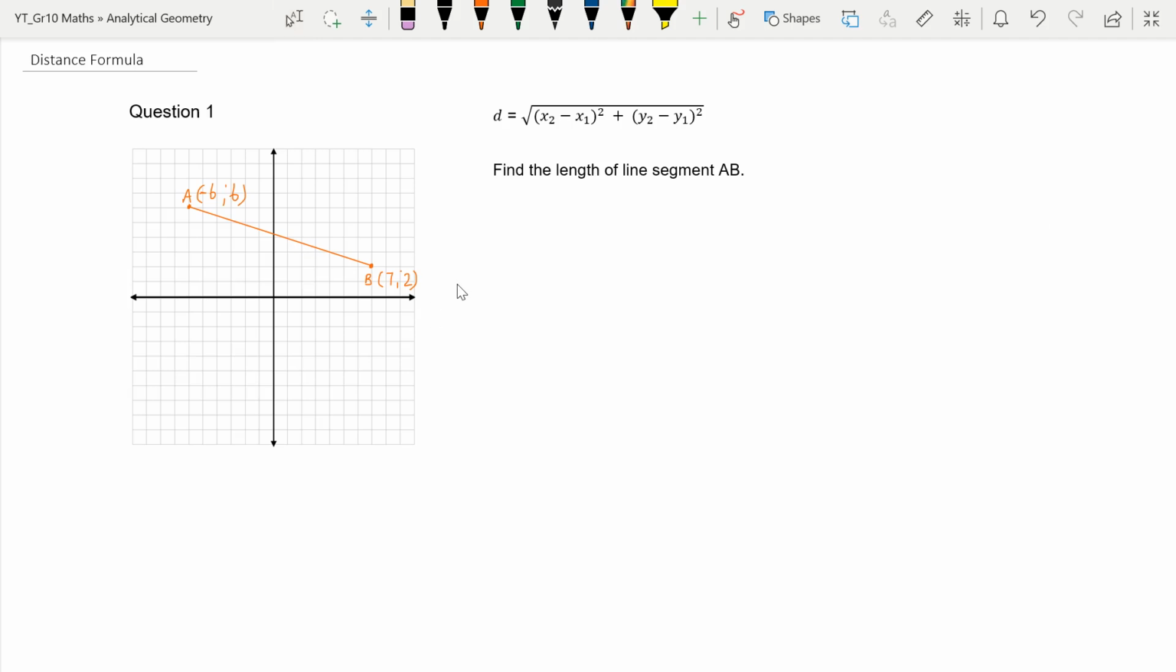In this lesson, we will be looking at using the distance formula to find the length of lines. We're going to do two examples. The first example will be straightforward. You've got two coordinates and we're going to find the distance between them. So in other words, the length of the line.